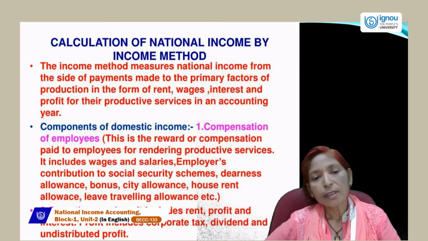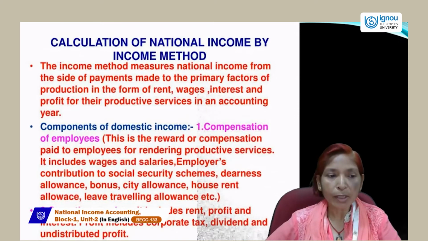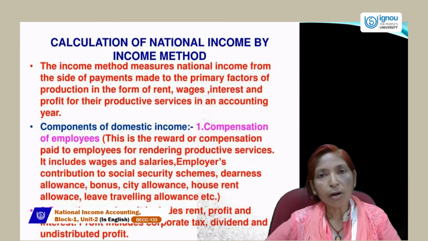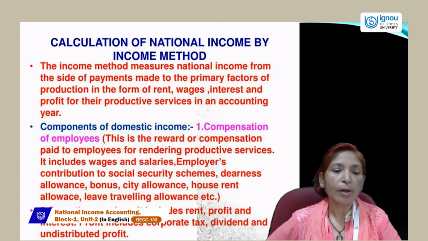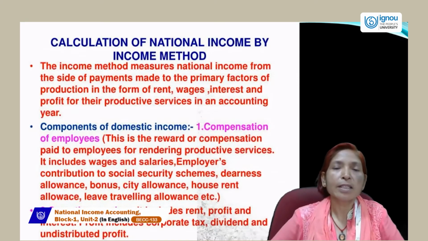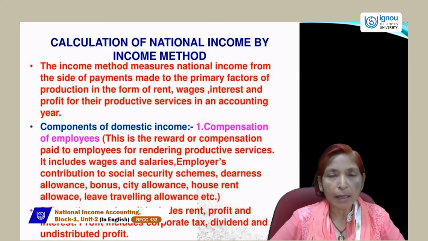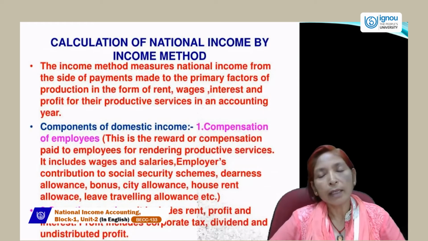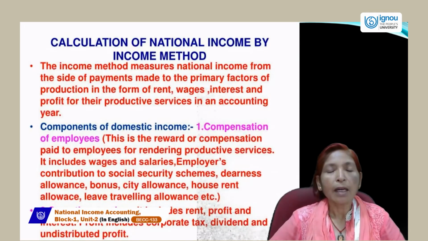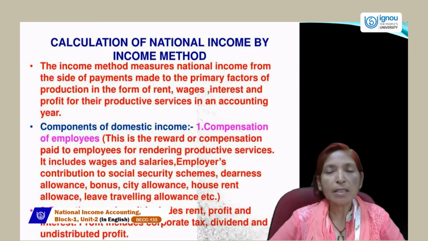So components of domestic income are: one is compensation of employees. This is the reward or compensation paid to the employees for rendering productive services. It includes wages and salaries, employers' contribution in social security schemes, and dearness allowance, bonus, city allowance, house rent allowance, leave travelling allowance, etc. So in compensation of employees, we include all these things.